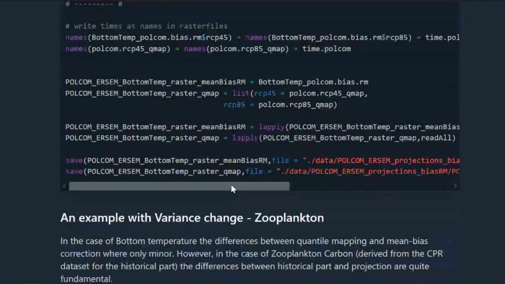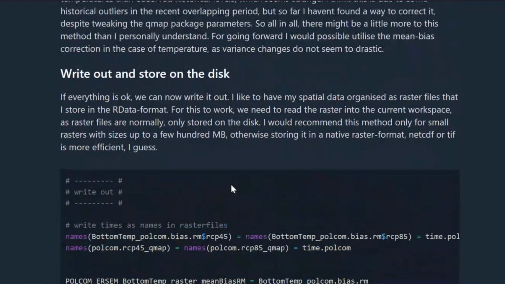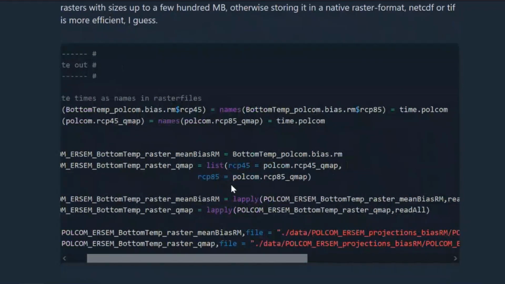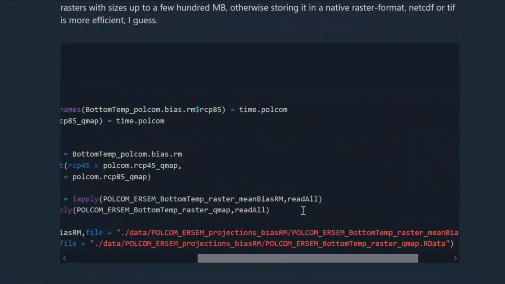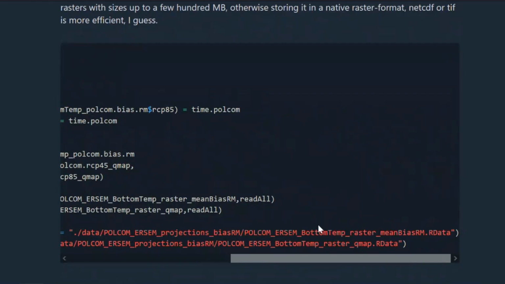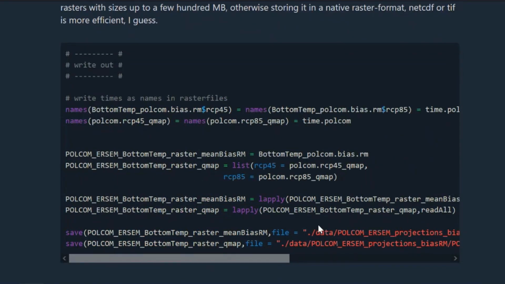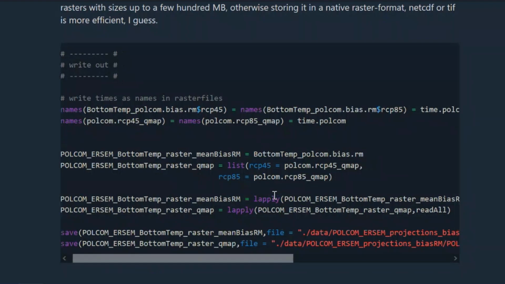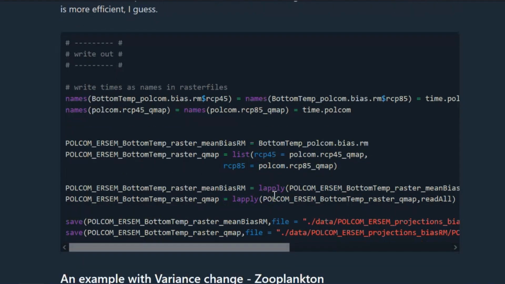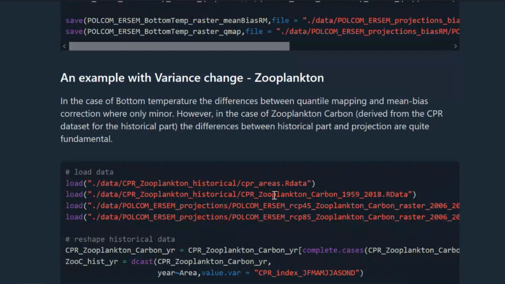And then I just write everything out to the disk and store it. Here I do it in an R data format, but you can also write a TIFF file, which is a native raster file, which you can also open then in QGIS or ArcGIS, which is quite nice using the raster or the Terra packages.